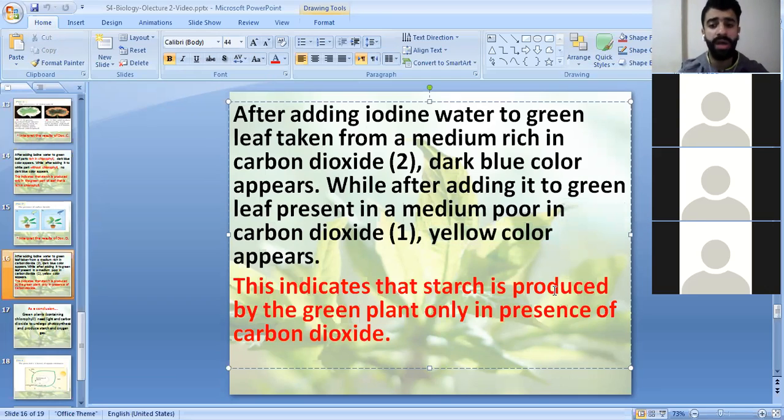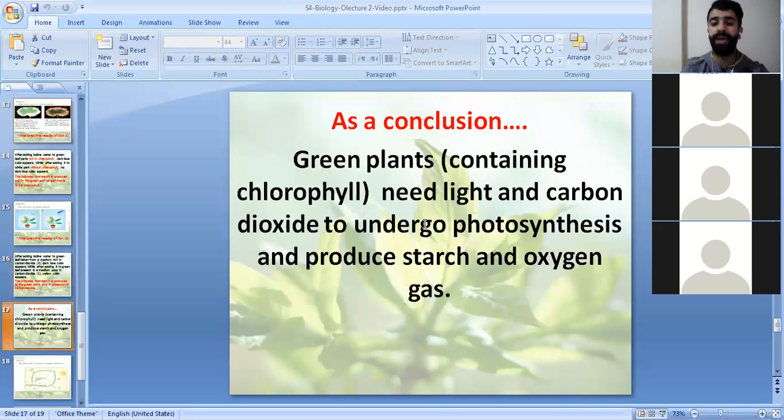So till now, how many elements are important for the process of photosynthesis? We have 3 elements. First, sunlight. Second, the presence of chlorophyll. Third, the presence of carbon dioxide. So as a conclusion, green plants that contain chlorophyll need light and carbon dioxide to undergo photosynthesis and produce oxygen and starch.